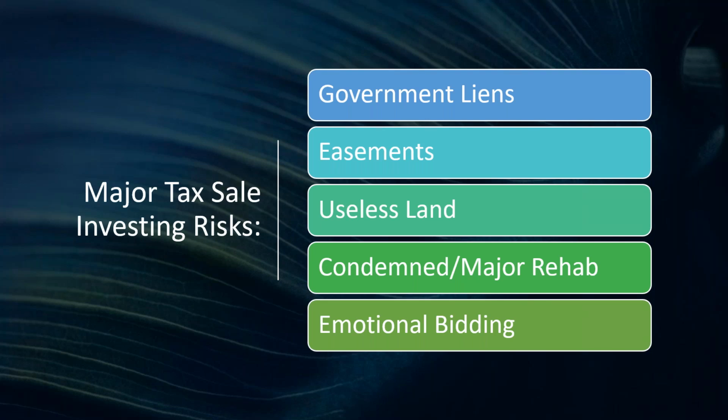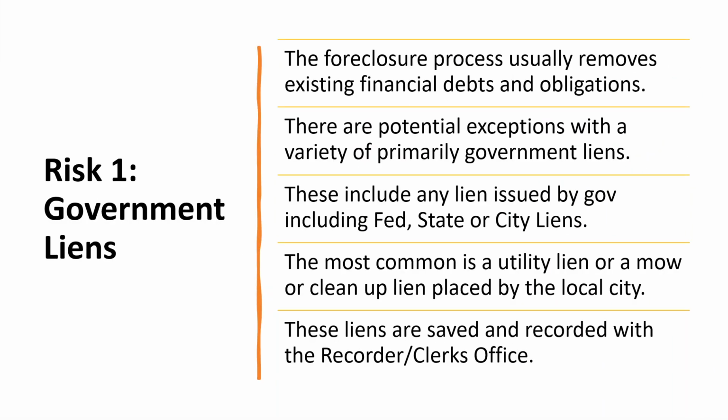Yeah. So the first one being governmental liens. Like we mentioned, the foreclosure process in most states is going to eliminate any type of judgments, mortgages, even in most cases HOAs, anything like that. But what can stick is any type of federal, state, or city lien.